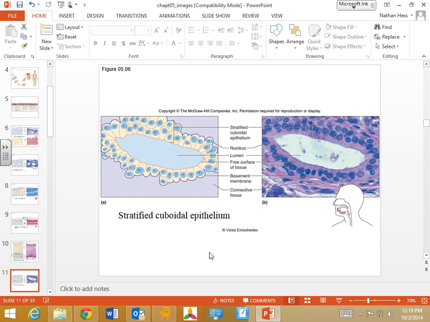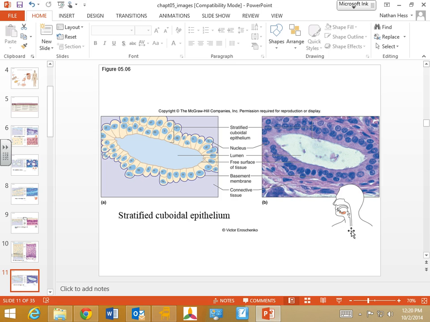Next, you get stratified cuboidal epithelium. I really dislike this picture on the left here because there are many places where there's only one layer, right? And so it's kind of hard to tell that it's stratified. But this is much clearer. You see that there are multiple nuclei on top of each other in most of the places around here. So this is stratified cuboidal epithelium.